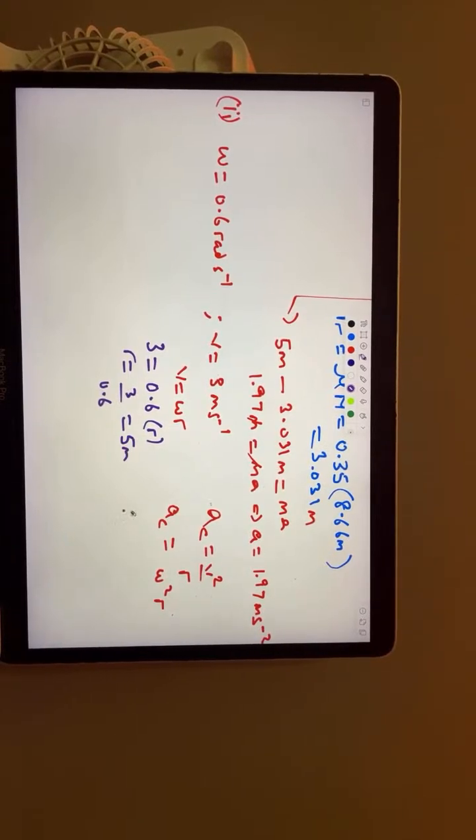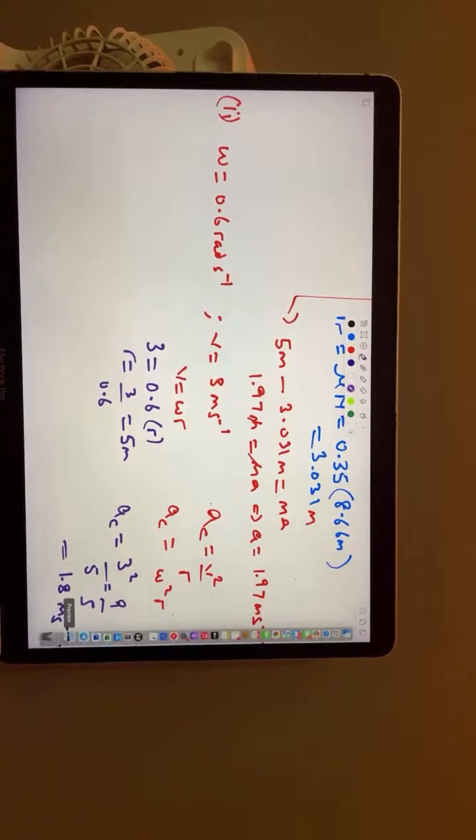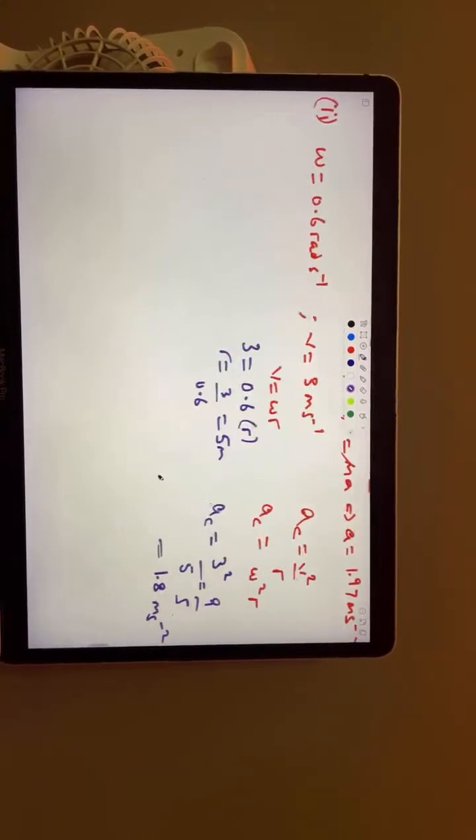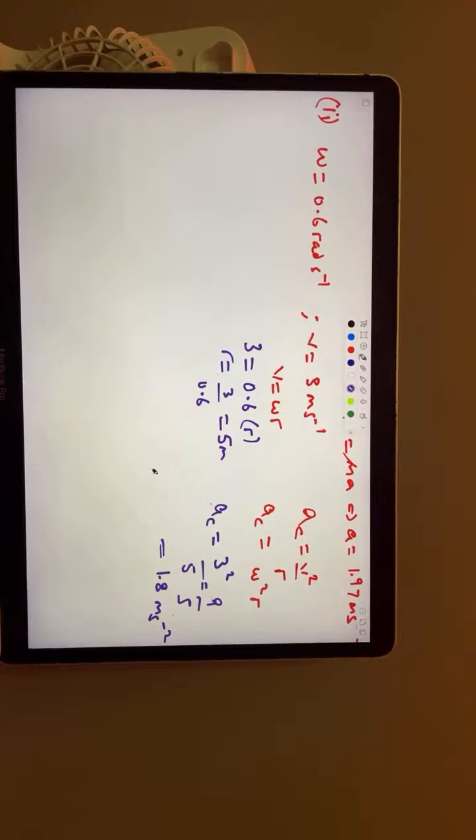So hence, what I'm looking for is centripetal acceleration. That will be 3 squared over 5, which will be 9 over 5. And that's 1.8 meters per second squared. So I've been able to get the two results like that. So the correct answer to this question will be D.